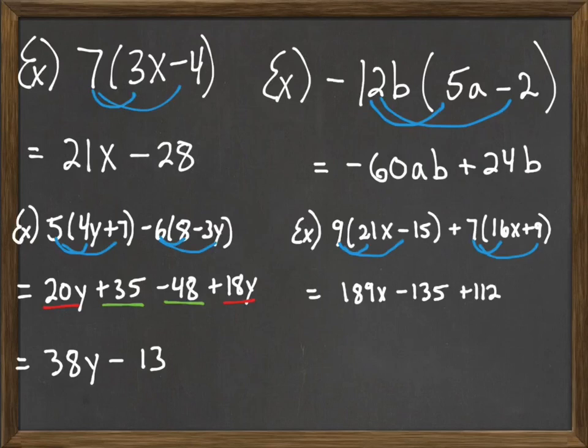7 times 16 will be 112x. 7 times 9 will be 63. And at this point, let me just mark our like terms here. 189x to go with 112x. When we add those up, we'll get 301x. And then we add negative 135 plus 63, which leaves us with a minus 72. So we get 301x minus 72.